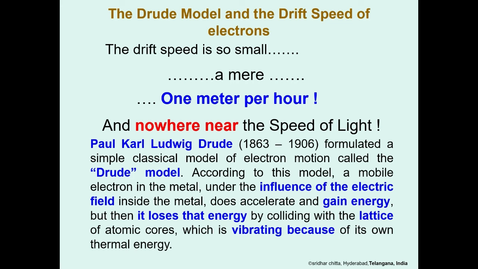Paul Carl Ludwig Drude formulated a simple classical model of electron motion called the Drude model. According to this model, a mobile electron in the metal, under the influence of the electric field inside the metal, does accelerate and gain energy, but then it loses that energy by colliding with the lattice of atomic cores, which is vibrating because of its own thermal energy.